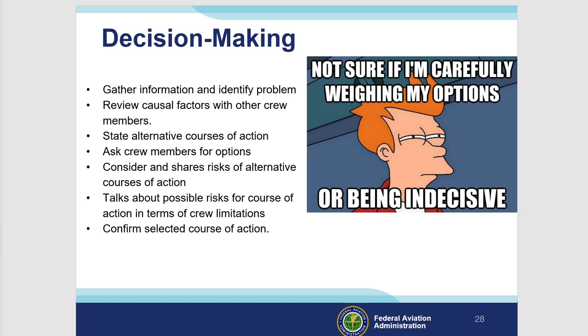What can you really do here? What are your crew limitations? And confirm the selected course of action with your crew. Don't have that ambiguity of, oh yeah, you want to go land here? Okay. And then you start flying over that way and they go, what are we doing? It's not really clear. Make sure you always confirm what you're doing.